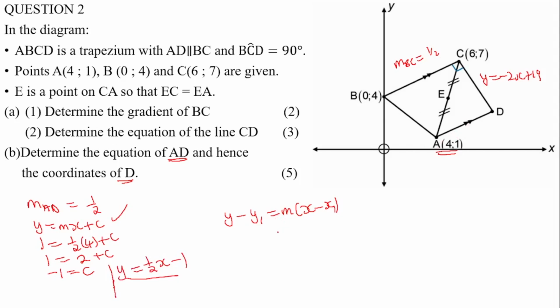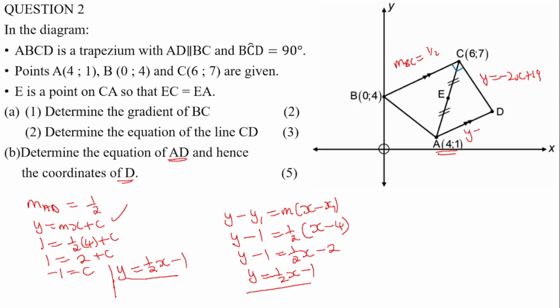If you're using this formula, it's going to be y minus 1 is equal to 1 over 2, and then (x minus 4). You can distribute 1 over 2. y minus 1 is equal to 1 over 2 x, then minus 2. Then we add 1 on both sides of the equation. y is equal to 1 over 2 x minus 1. See that? That's the equation of AD.